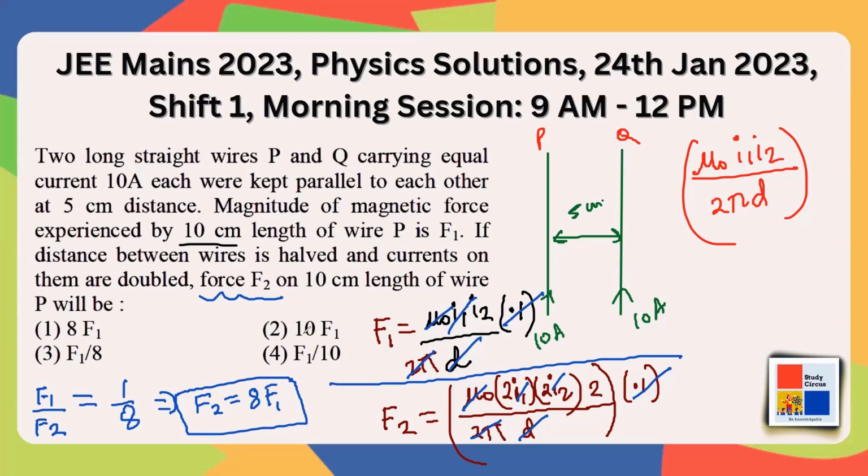So F2 is going to be 8 times F1. So this becomes the answer. On 10 centimeter length, you have to find the ratio. And initially also it was on 10 centimeter length. So, and later also we have to find for 10 centimeter length. So simply F1 upon F2 will give you the ratio, right? So option number 1 here becomes the answer for this one. Okay, thank you.